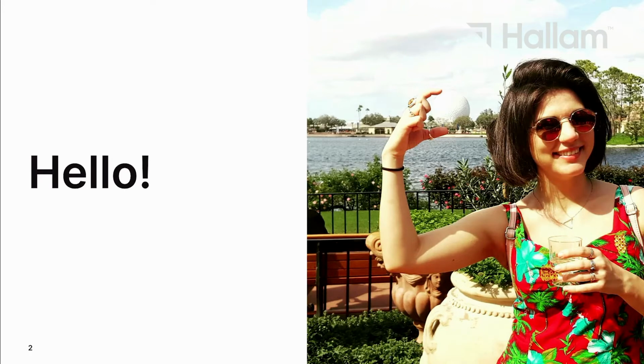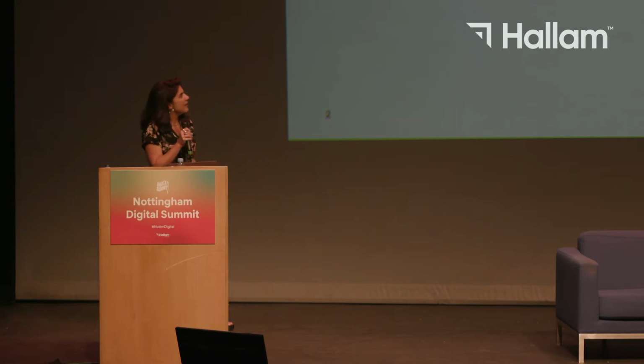You already know a little bit about me. I've been at Hallam for nearly 8 years now, and I oversee our SEO, content marketing, digital PR, and organic offerings. This is a stupid picture of me at Epcot, one of my favourite places in the world. I was actually doing a drink around the lake at that point, so I was very drunk.